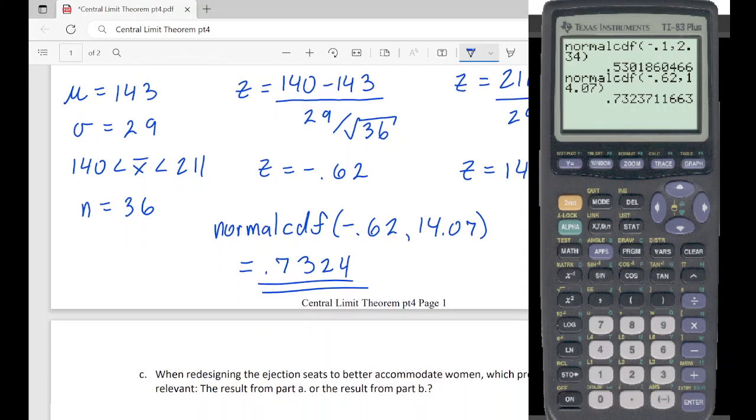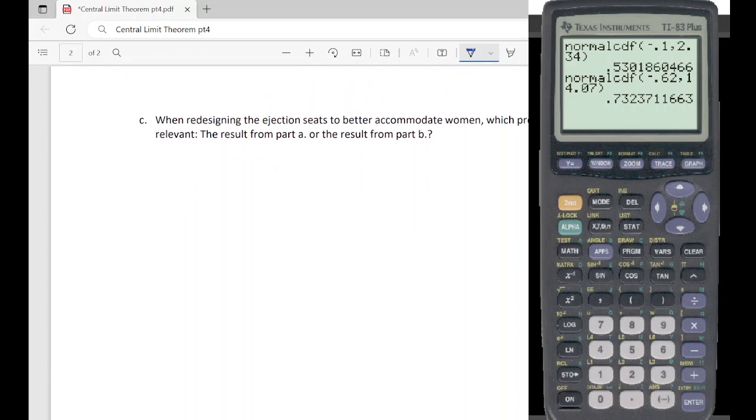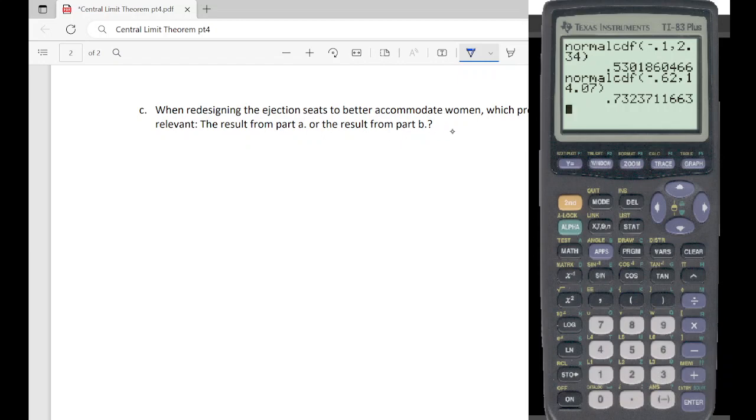Now let's apply what we figured out. When redesigning the ejection seats to better accommodate women, which probability is more relevant? The result from part A or the result from part B? Now you've got to think about this kind of logically. When you're in a fighter jet, when you're trying to sit down in it, how many people can sit in a seat? Only one person at a time. So which probability is more relevant?